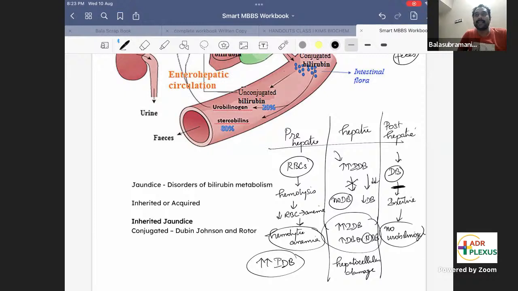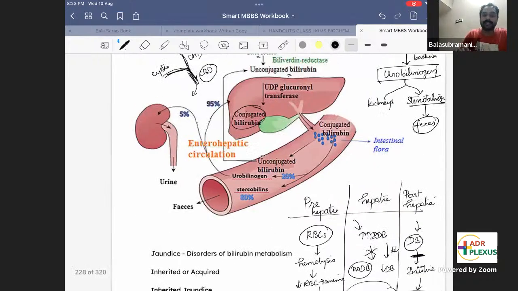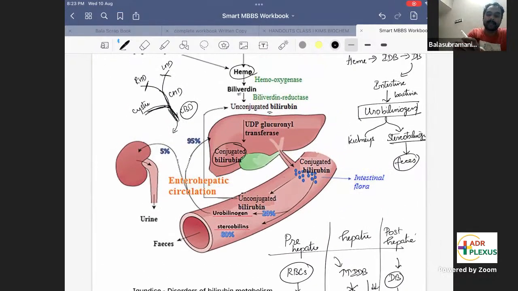So basically, this urobilinogen has to come in the urine. But if the urobilinogen is absent in the urine, then it only means one thing, that is obstructive jaundice. What are the causes of obstructive jaundice? The obstruction can be in the right hepatic duct, the left hepatic duct, the common hepatic duct, the cystic duct, or the common bile duct. It can be anywhere. Bile duct atresia, choanal atresia. All those things can cause obstruction.